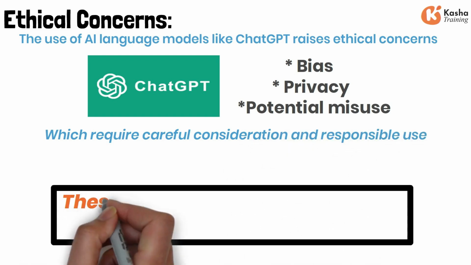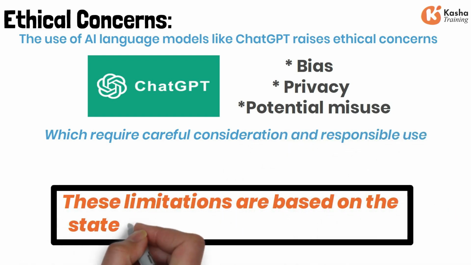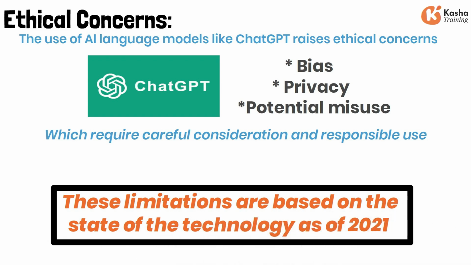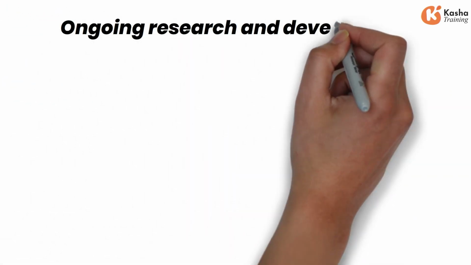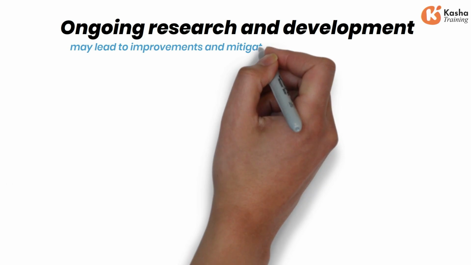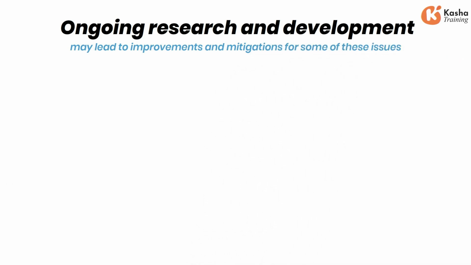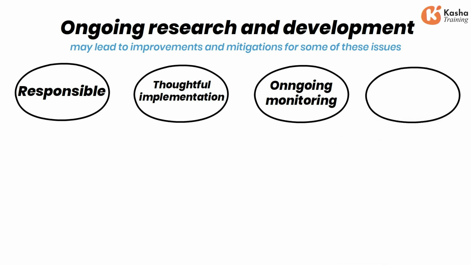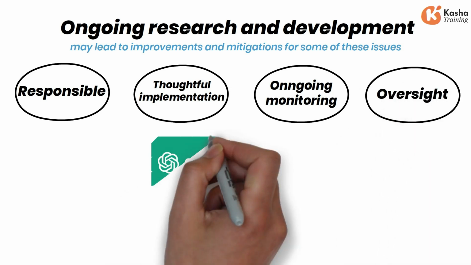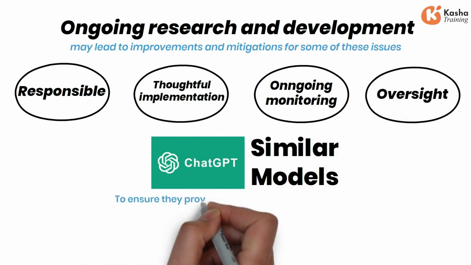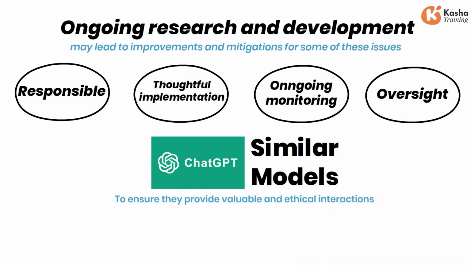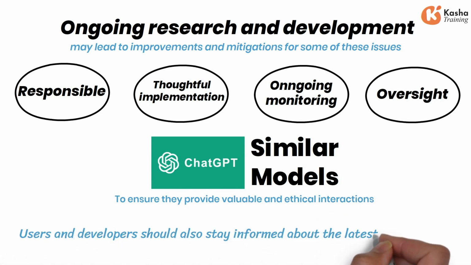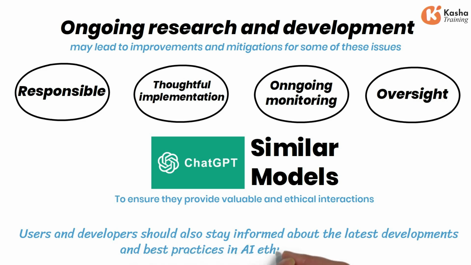It's worth noting that these limitations are based on the state of the technology as of 2021. Ongoing research and development may lead to improvements and mitigations for some of these issues. Responsible and thoughtful implementation, as well as ongoing monitoring and oversight, are essential when using ChatGPT and similar models to ensure they provide valuable and ethical interactions. Users and developers should also stay informed about the latest developments and best practices in AI ethics and safety.